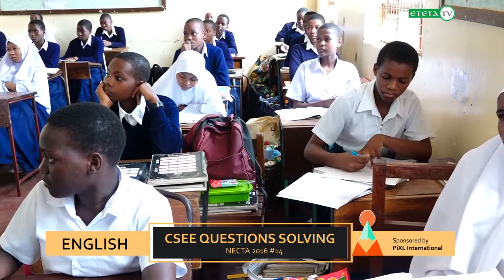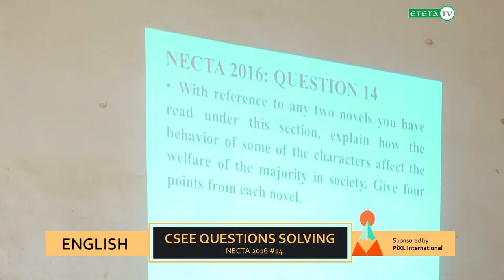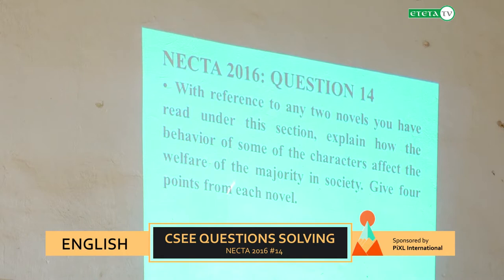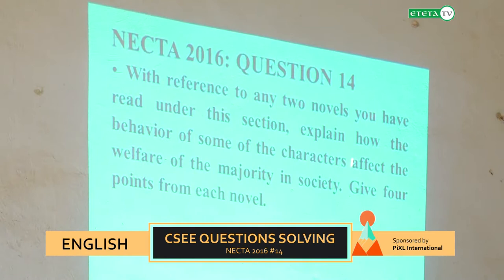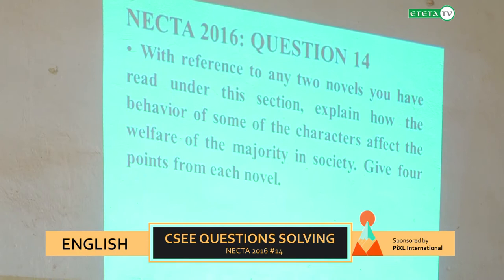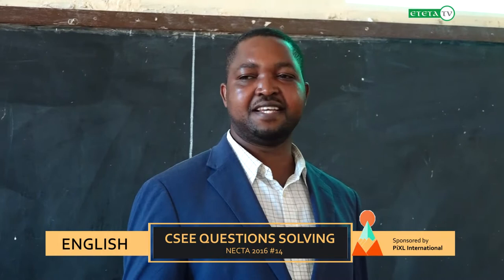You can see NECTA 2016, question number 14. With reference to any two novels you have read under this section, explain how the behavior of some of the characters affects the welfare of the majority in the society. Give 4 points from each novel. Can you identify the keywords of the question? Which are the keywords?